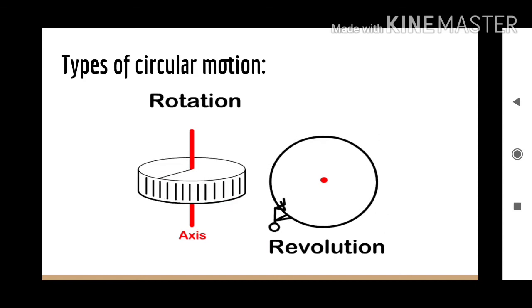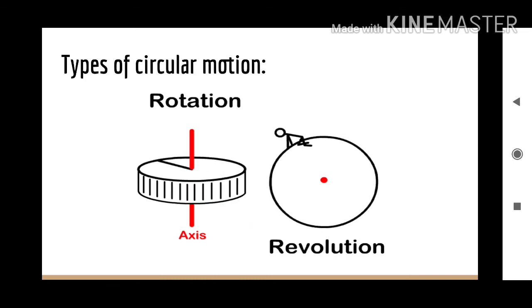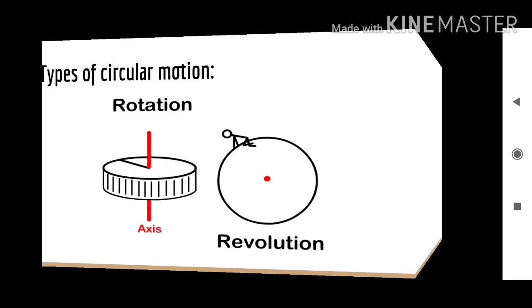Whereas in revolution, you can see this man revolving around that central red dot. This is revolution. The body moves around a circular path about a particular fixed point. Planets revolve around the sun. There we don't call it rotation, it is revolution. So whenever a fixed axis is not involved, then it becomes revolution. When an axis comes into play, then it becomes rotation.